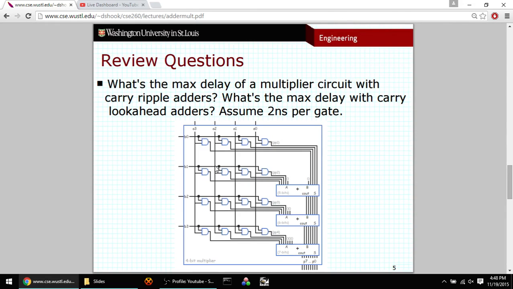So here's the question. We have these adders here, 5 bits, 6 bits, 7 bits. What's the delay going to be for this thing if I use carry ripple versus carry lookahead adders? Take a couple minutes. This one shouldn't take too long, although do pay attention to the fact that these are different size adders, because that's going to matter.